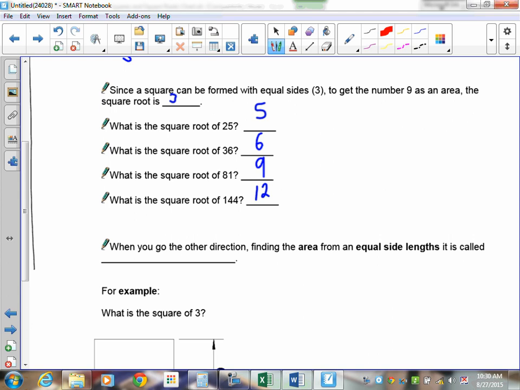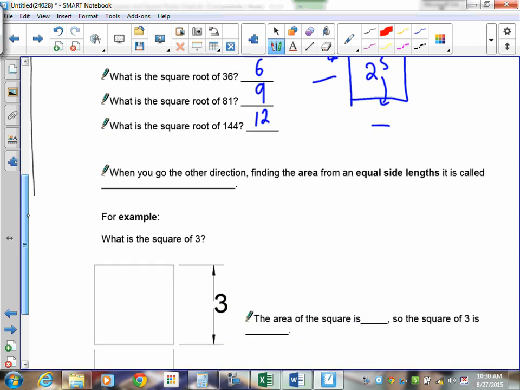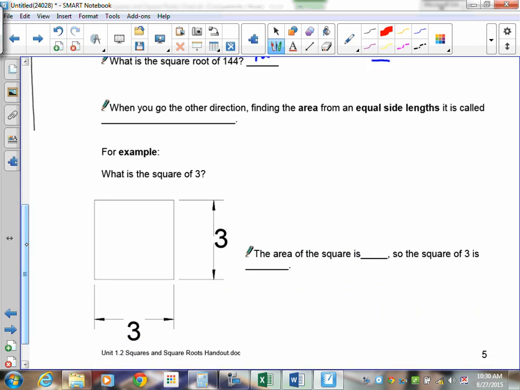Okay, so in this particular exercise, I'm giving you the middle and asking you for the square root, the outside. So we're doing this, coming out. The next part is the other side of this, the opposite of it. Instead of giving you, maybe I should finish this off here. When you go the other direction, it's called squaring a number.